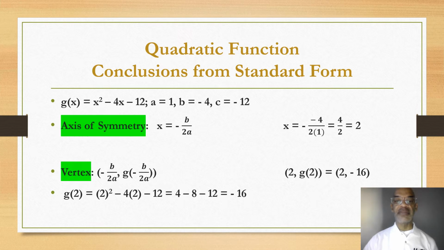I can next find the vertex by inputting the value of x equals 2 into the function g of x, and the output will be negative 16. This means the vertex for this function g of x is 2, negative 16.